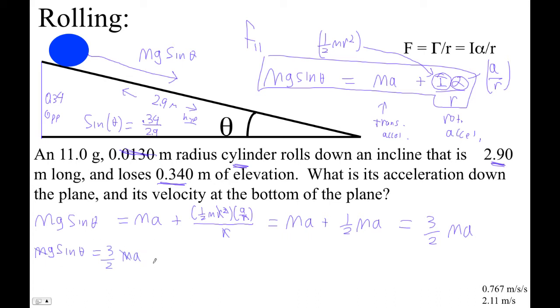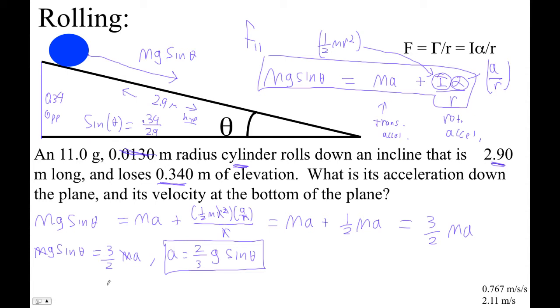And we can solve for a. A is 2/3 g sine theta. I will want you to be able to make these substitutions and come up with a as something times g sine theta. I want you to be able to do that step by step. Show me all the steps. Now we're set though.